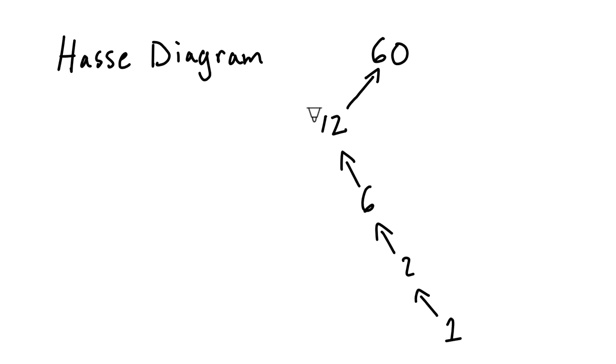Also, we don't draw self-loops because by reflexivity we know that we have those, and so we just take them for granted. So minimally we don't need to draw those. And we just kind of get our longest paths here.